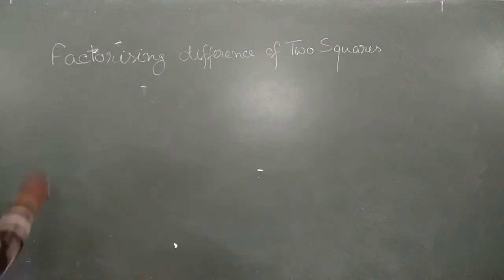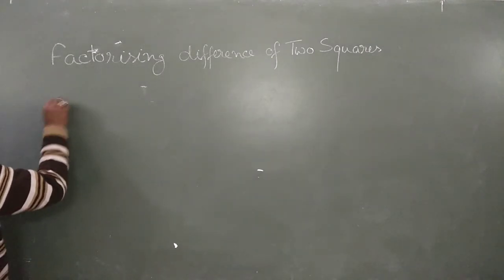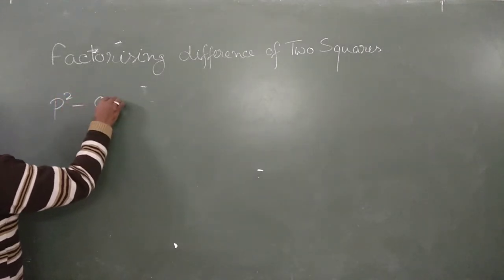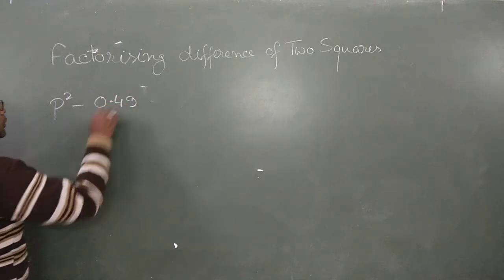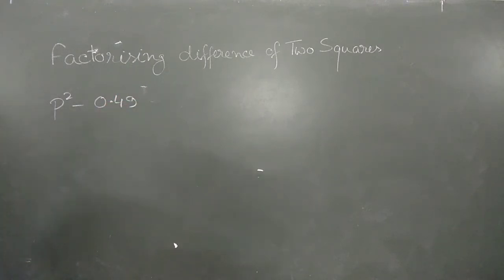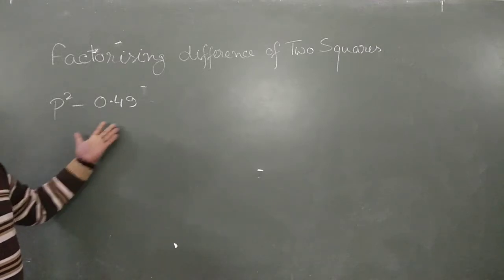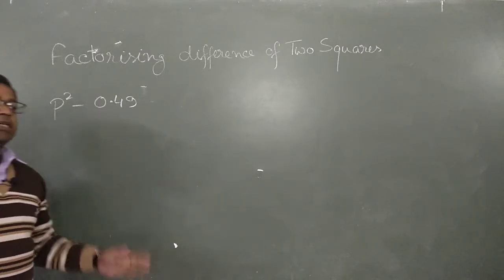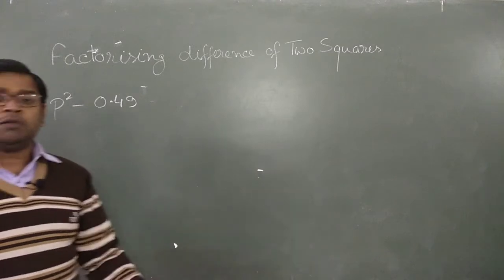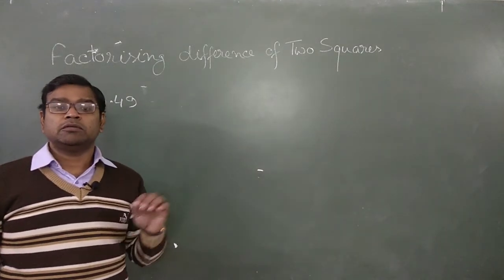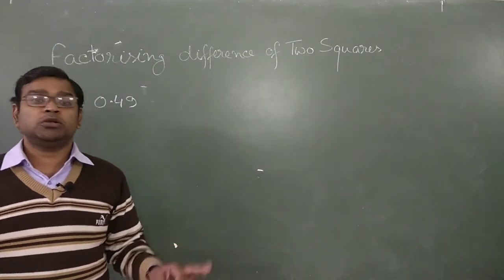Next one is your p square minus 0.49. Some of you must say, why is it solving this one, because it's the easiest one. Yes, it's the easiest one, but many of you make a mistake while finding the square root of 0.49.